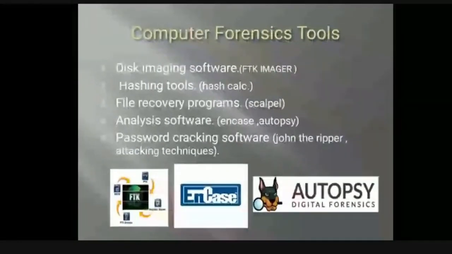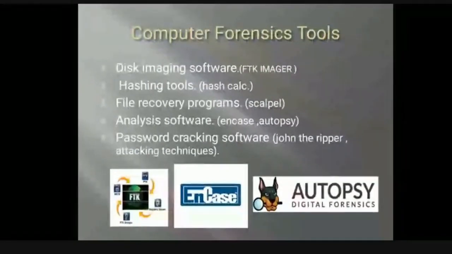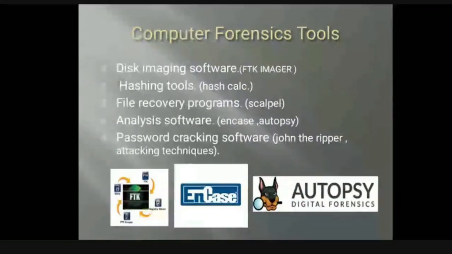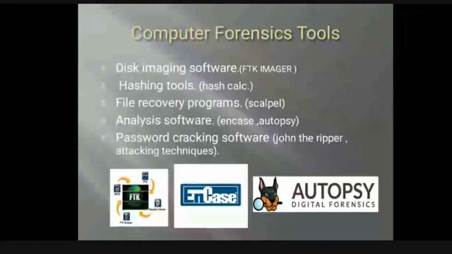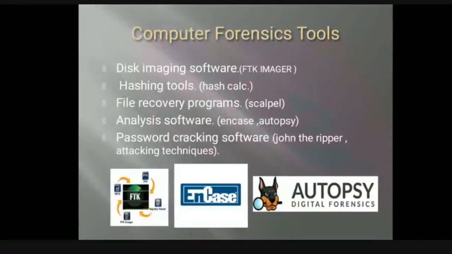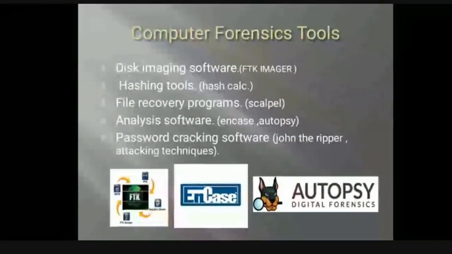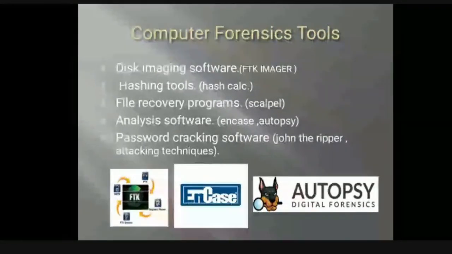Then we will move further to which types of forensics tools we use. Disk imaging software, which is used to create disk images from corrupted or damaged systems. We use FTK Imager software. Hashing tools are basically used to check the integrity of the data, that it has not been altered in the process of collecting evidence. For example, using a hash calculator we can calculate this.